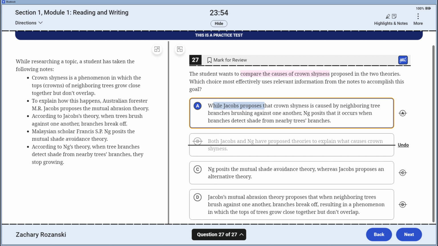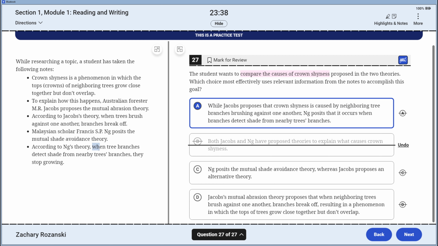Jacob proposes J. According to J's theory, when trees brush against one another, branches break off. Neighboring tree branches brushing against each other. It's true. So A part 1 is true. I'm going to look to A part 2.